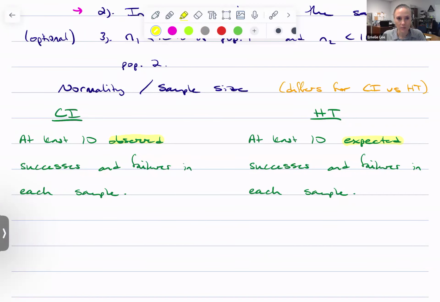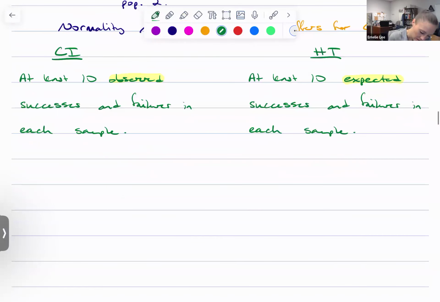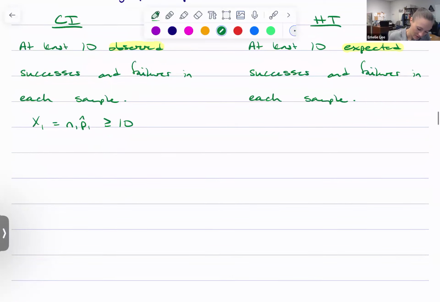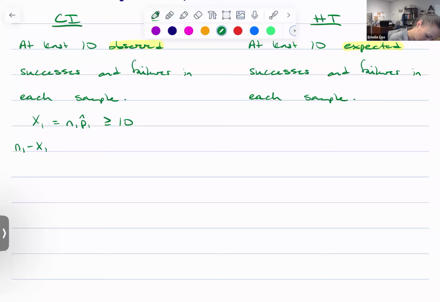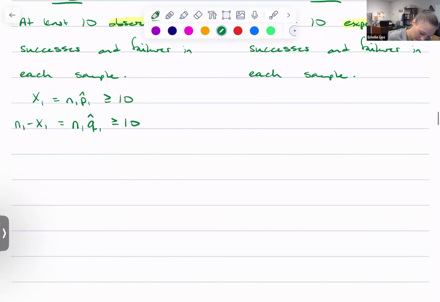So how we're going to check this in the confidence interval, well, the observed is easy, because that's x1 and x2. If you have those values, then great. So it's either x1, which is the same as n1 p1 hat, is greater than or equal to 10. And same thing for the failures, n1 minus x1, which is the same thing as n1 times q1 hat, also has to be greater than or equal to 10. Notice that I'm only talking about sample 1, so now I need to do the same thing for sample 2. What's nice is that this is just tedious. This isn't hard.